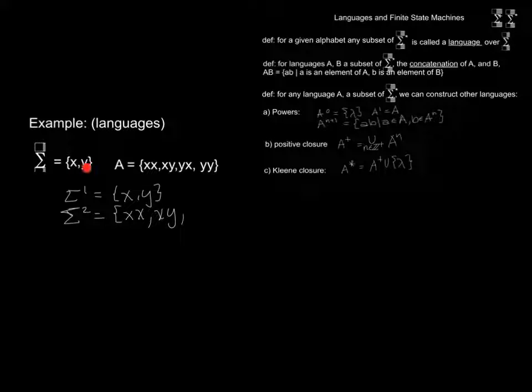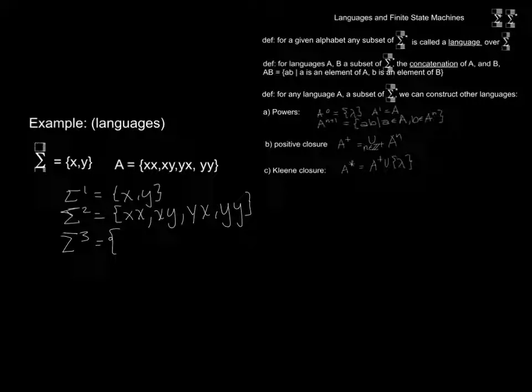Then we can work with the y from sigma, and we'll concatenate it with the x from sigma 1, and then concatenate it with the y from sigma 1. So we have the yx, and there's no comma, and the yy.